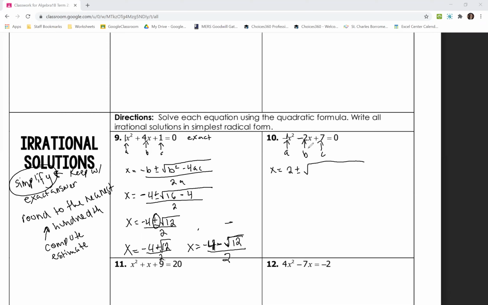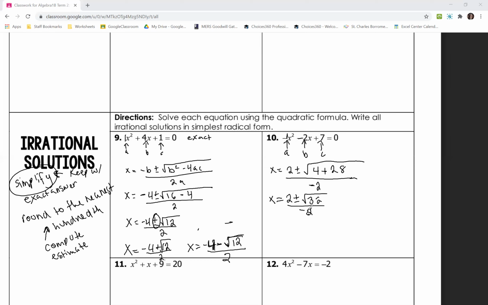Let's see, negative 2 squared, right? B squared. That's going to give me 4, minus 4 times negative 1, which is negative 4, and negative 4 times 7 is negative 28. So minus a negative 28 is the same as plus 28. All over 2 times negative 1, which is negative 2. Now, do not do that in your head if you're not comfortable with that. Write it out. It doesn't take very long. So 2 plus or minus the square root of 32 all over negative 2.